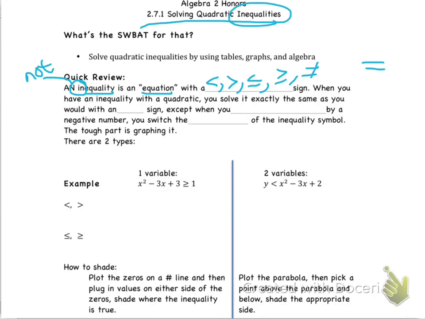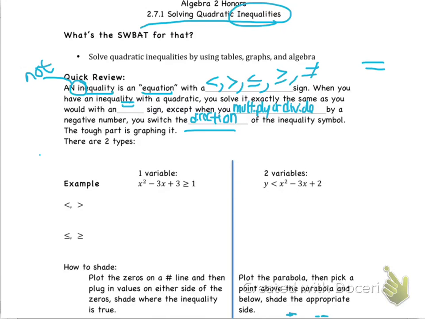So, when you have an inequality with a quadratic, you solve it exactly the same as you would just with an equal sign, like we've been learning, except you just need to remember that when you multiply or divide by a negative number, you have to switch the direction of the inequality symbol.